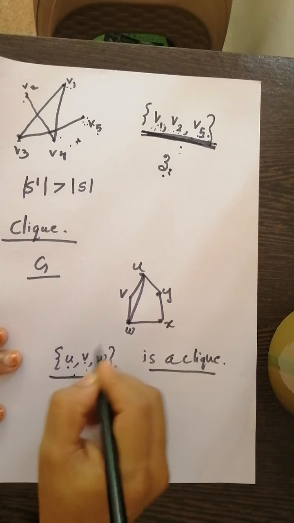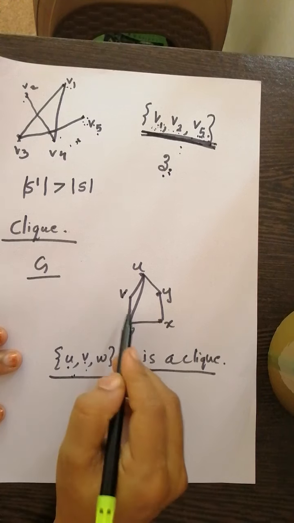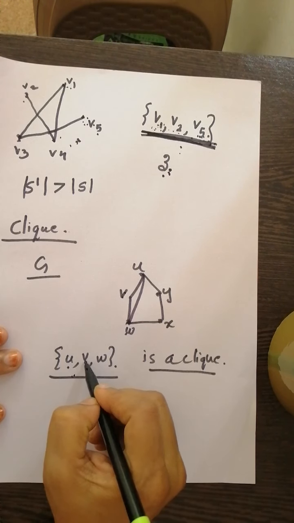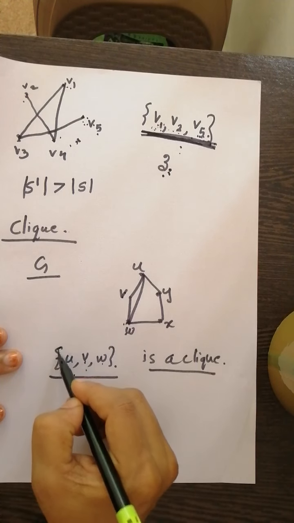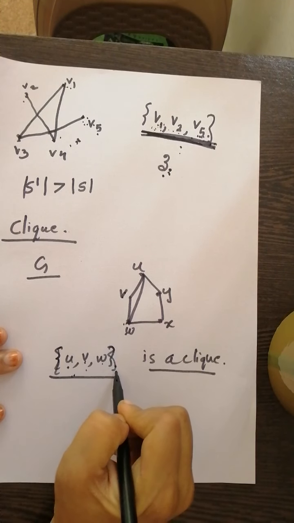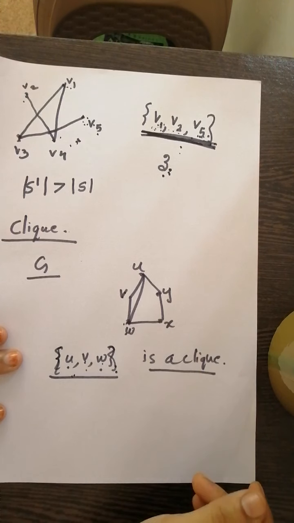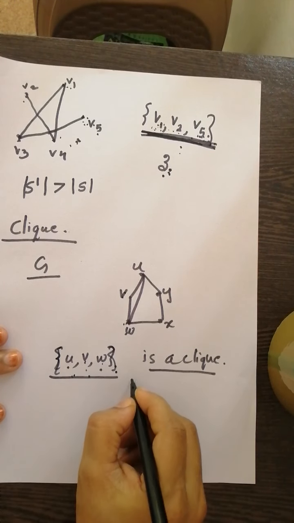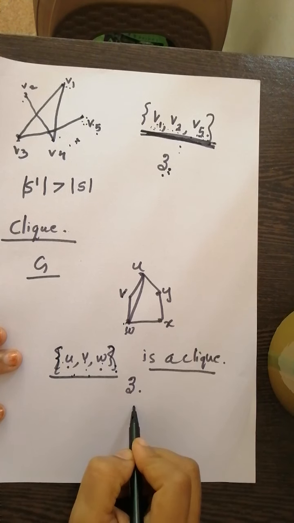If we consider U and V, they are adjacent. V and W are adjacent, and U and W are adjacent. So a set of pairwise adjacent vertices is called a clique. This is a clique of size 3, because there are 3 vertices.